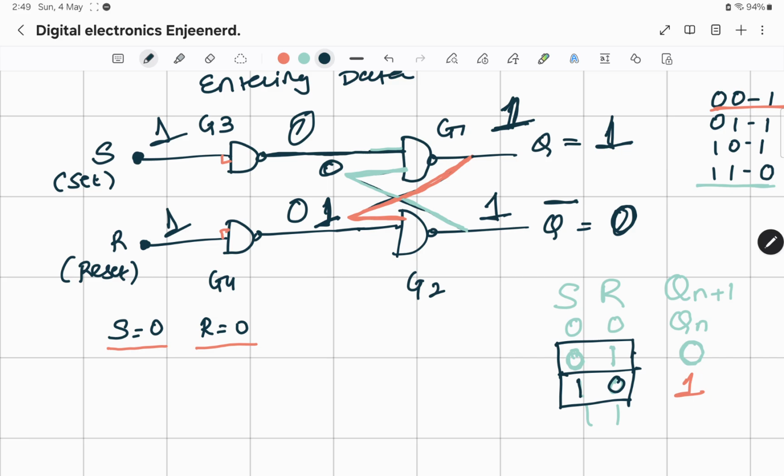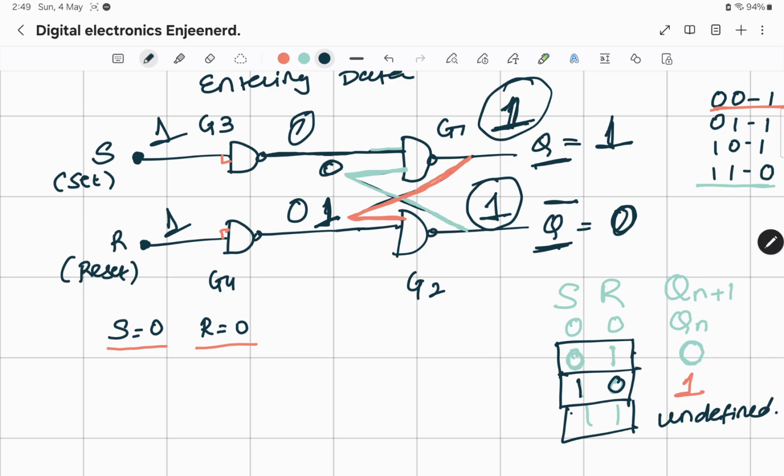This is the problem when you give S equal to 1 and R equal to 1. Both the outputs are tending towards 1, which is never possible. Why? Because Q has to be always the complement of Q bar, which is not the case here, and hence this state of 1, 1 is undefined.